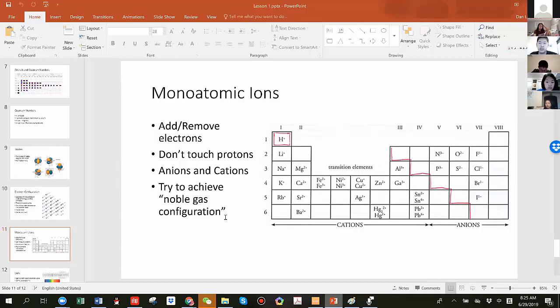So we don't want to touch the number of protons, because if you change the number of protons, you're changing the element, right? The element is really defined by the number of protons, the top number. Also, the protons are within the nucleus and they're held together really, really strongly, so it takes a lot of energy to remove protons or to add protons. So no, we don't do that. All we do is add and remove electrons. So let's do an example. Let's do lithium.